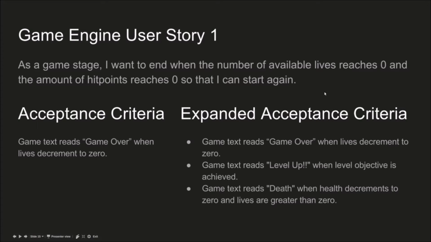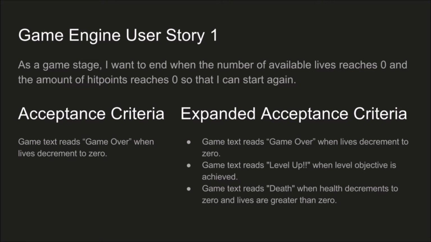My user story this sprint was to create game transitions. As a game stage, I want to end when the number of available lives reaches 0 and the amount of hit points reaches 0 so that I can start again. The basic acceptance criteria was that the game text is to read game over when the lives decrement to 0.